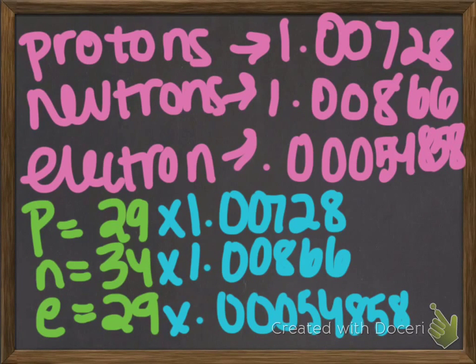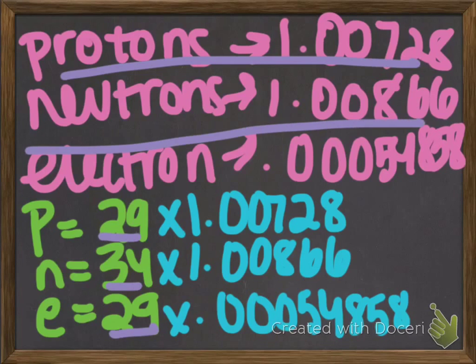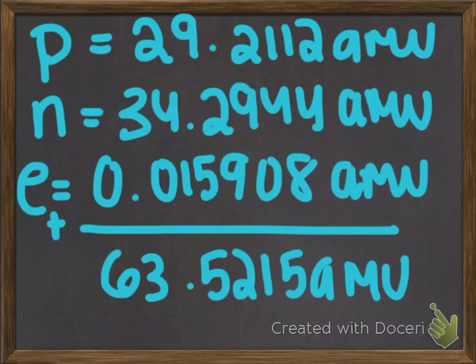Now what you're going to do is multiply the number of protons, neutrons, and electrons by the mass of the particles, which is given up here, these three, in order to get the mass of copper-63, which is our atom. Once you figure that all out, you add them all together, and this is what the mass of copper-63 is from each particle added up.